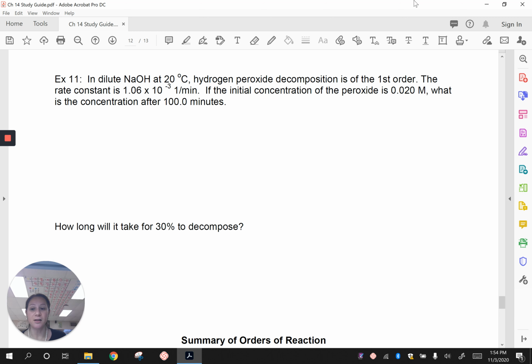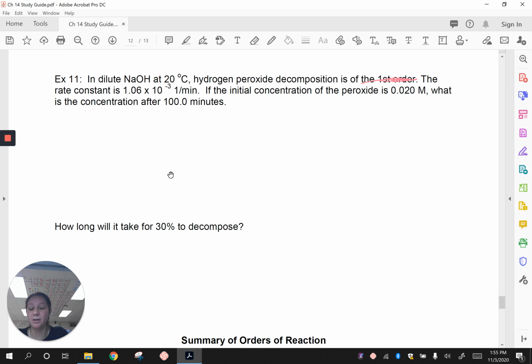Now, if they did not tell us that it's first order, you should still be able to tell that it is first order. How would you be able to tell? You can tell from the units of the rate constant. These are units of 1 over time units, 1 over minutes, and so that tells us that it's first order. So even if they didn't tell you, just from this you should be able to tell that it's first order.